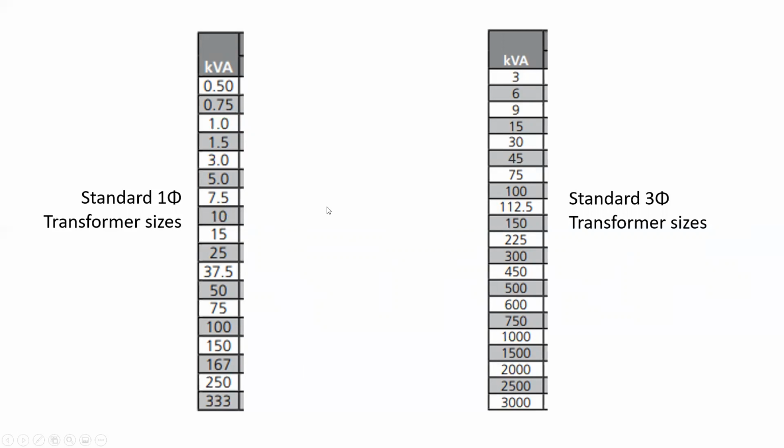Now notice that the standard sizes are not the same for three phase as they are for single phase. With three phase, they start at 3 and go all the way up to 3,000, whereas on single phase, they start at 500 VA or 0.5 kVA and go up to 333. So it really depends on what application you have.